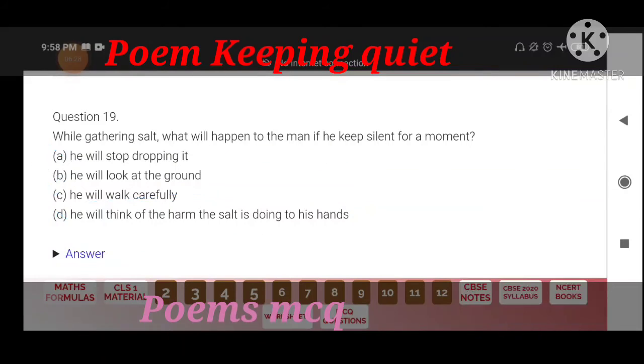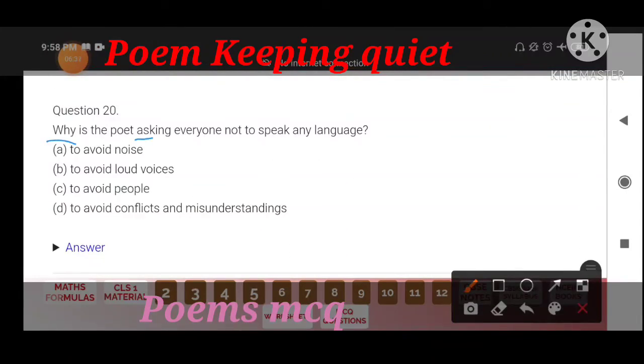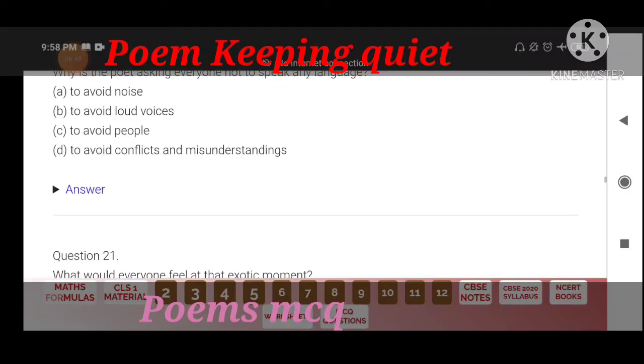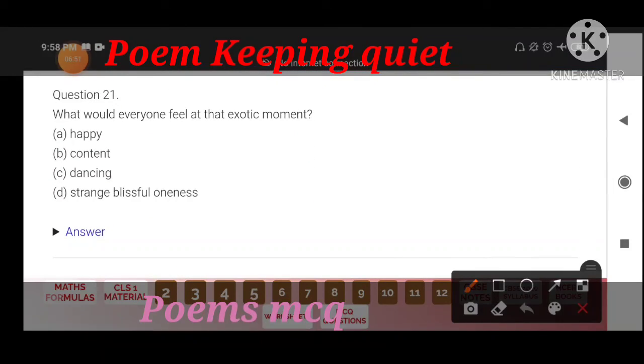Next one is, why is the poet asking everyone not to speak any language? Because to avoid noise, to avoid loud noise, voices, to avoid people, or to avoid conflict and misunderstandings, right? The answer is to avoid conflict and misunderstanding. If you will keep silence, if you will not use any language, so there will be no war.